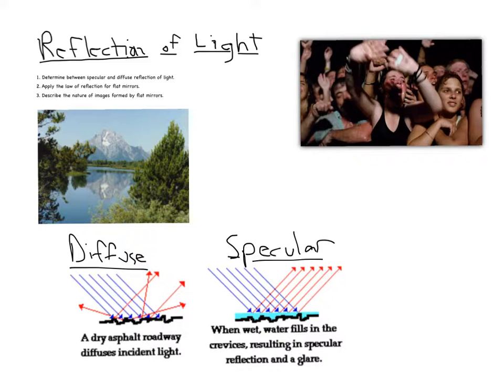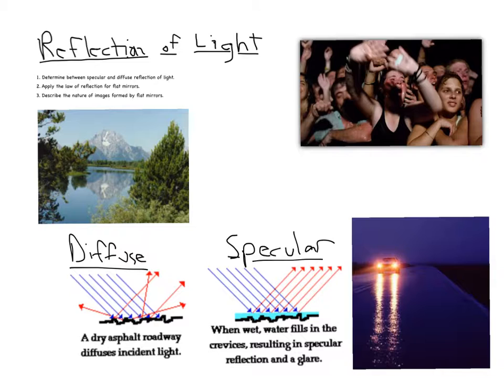The second type of reflection is known as specular reflection. Now, imagine that same road, but imagine it's wet, so it's been raining all day, and the cracks in the road are filled with water, and the road essentially becomes a smooth surface. You see this because when a road is wet, normally you wouldn't see the headlights reflecting off the road. But here's a wet road, and so what we get is specular reflection.